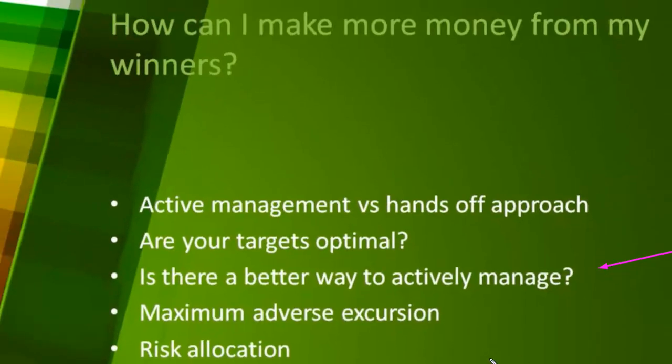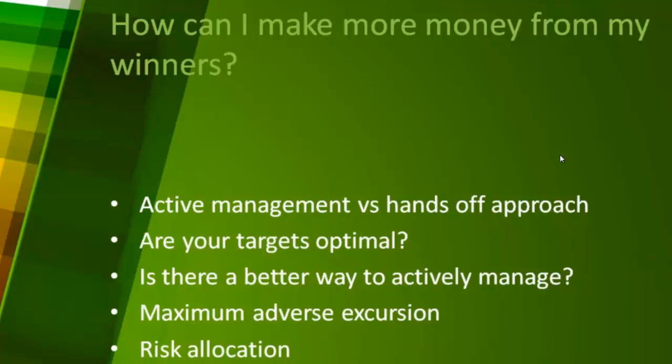Check your maximum adverse excursion. Probably this should be on the list at the top, if I'm honest, because it's the quickest win that you can get, because your payoff can increase dramatically if you sort this out. And think about your risk allocation. Are you risking the same amount on every strategy if some strategies are really outperforming?